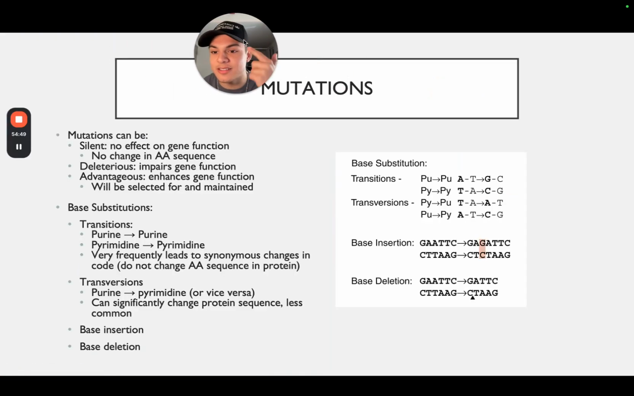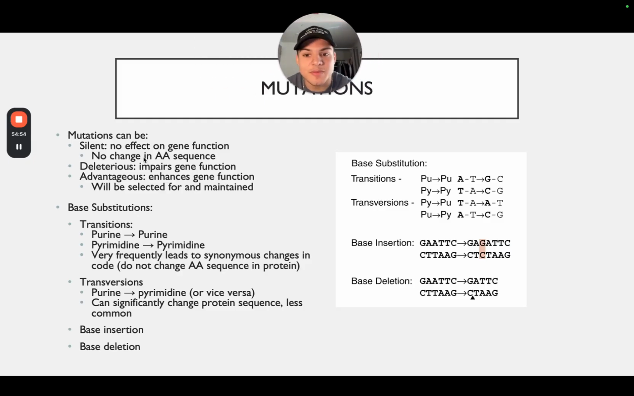Mutations can be silent, deleterious, advantageous. They can do a lot of things. We don't really know, that's why they're called mutations. Silent just means that there's no effect on gene function, no change in amino acid sequence, despite the nucleotide itself changing. For example, we can change it from a T to a C, but it doesn't change the actual amino acid sequence. That's because the translation code is degenerate. We'll talk about that in the next few lectures.